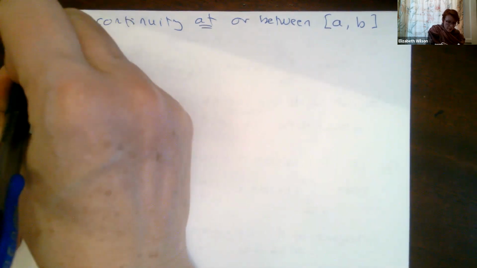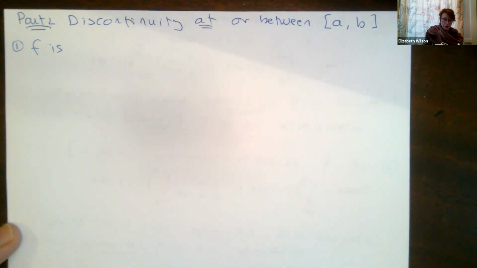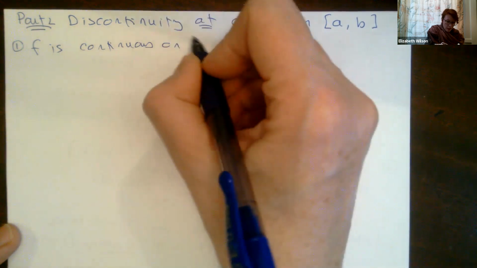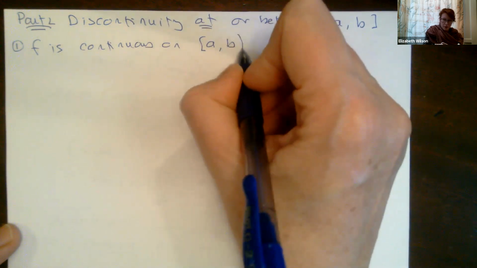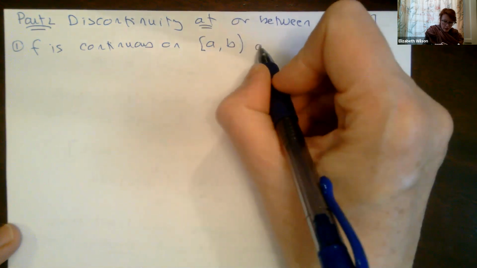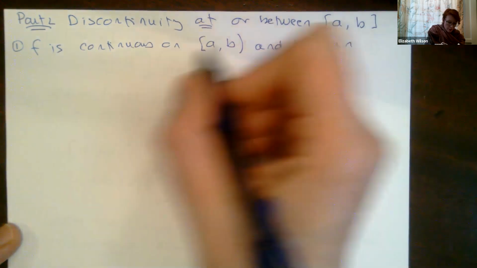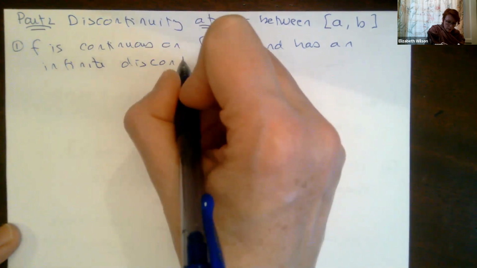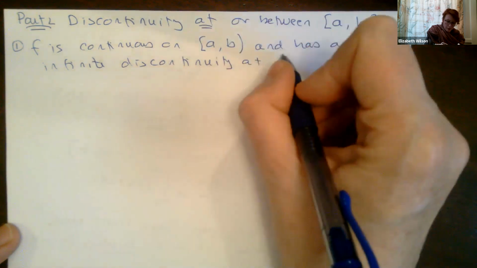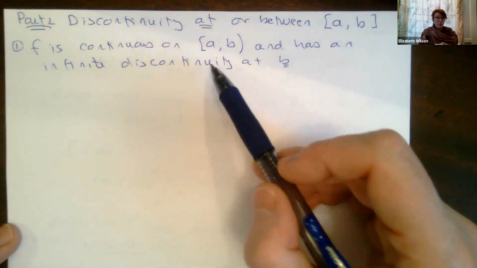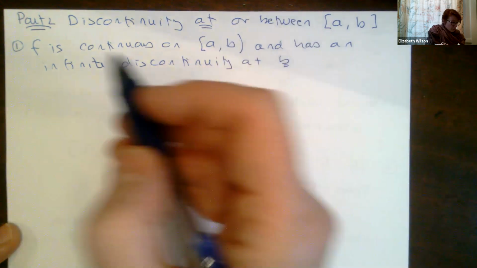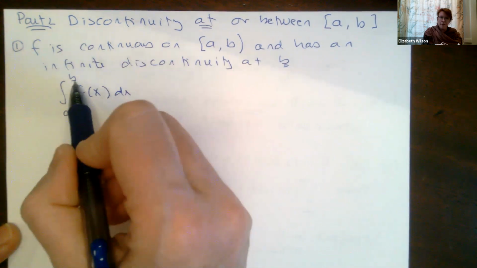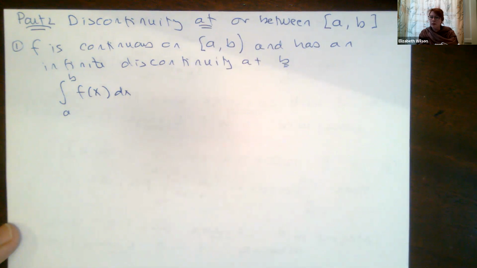So if our function f is continuous on [a, b), I'm going to say a is inclusive but b is not, because that's where our discontinuity is, and has an infinite discontinuity at b. So we're going to cover b, then a, then somewhere between a and b. What this means is I've got the integral from a to b of f of x dx, but b is where I have the discontinuity. That's the part that causes a divide by zero.